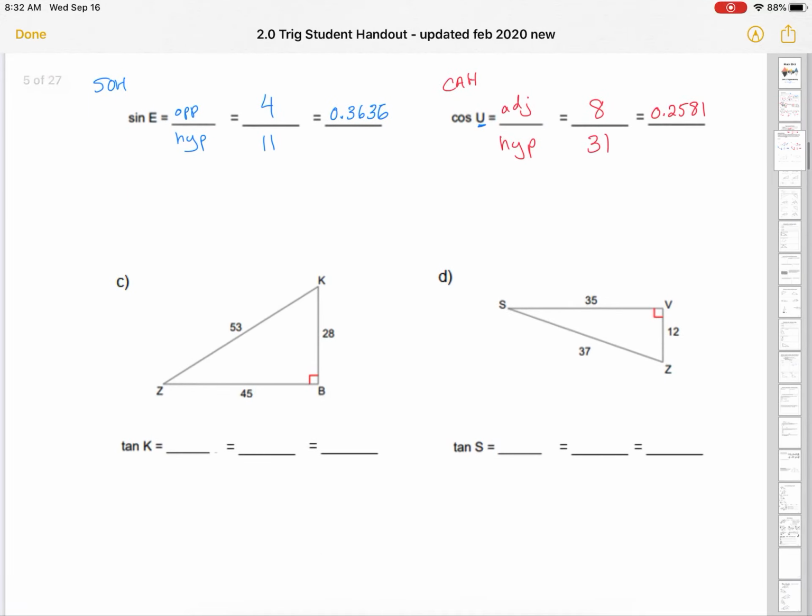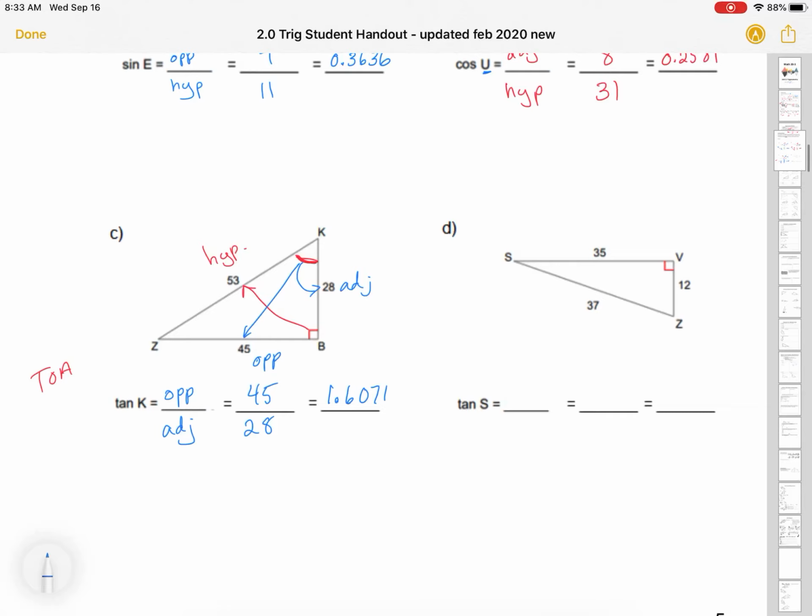Let's do a couple more. Alrighty, so we're looking at tan. Tan is Toa, and we're looking for tan of K. So find angle K, that's our angle of interest. Our hypotenuse is 53, our adjacent is right next door, and our opposite is 45. So this is opposite over adjacent. Opposite is 45, adjacent is 28, not 21, 28. So 45 divided by 28 is 1.6071, to 4 decimal places.